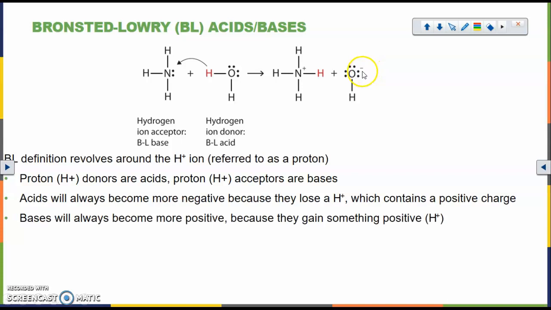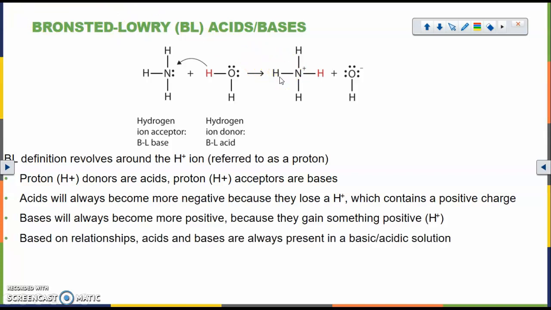Why is this negative and positive? The reason is that hydrogen, a proton, or the hydronium ion, is positively charged. So if you gain something positive, you become positive. If you lose something positive, like water does, you become negative, right? So that's the Bronsted-Lowry definition of an acid and a base. Based on this relationship, anything can become an acid and base. It has nothing to do with whether you have a hydrogen in front or a hydroxide at the end. You can force an acid to actually react like a base, or you can force a base to react like an acid.